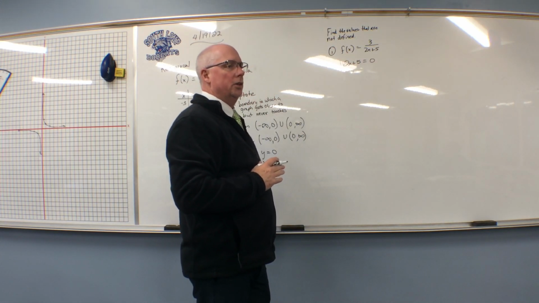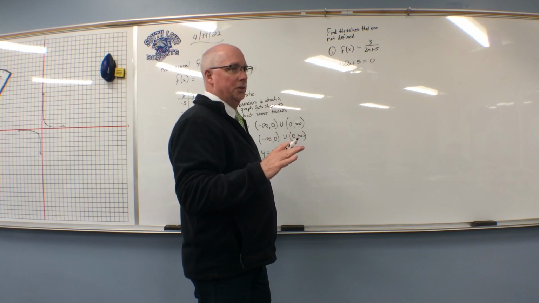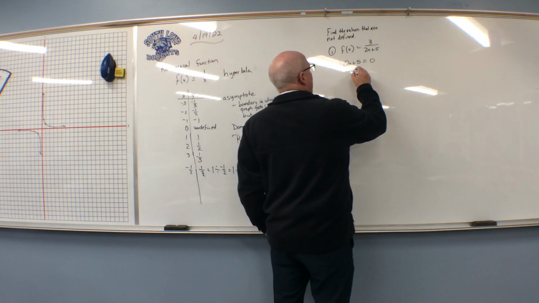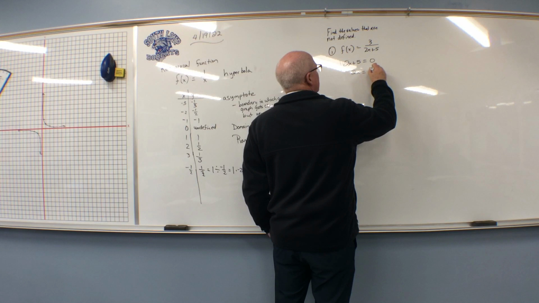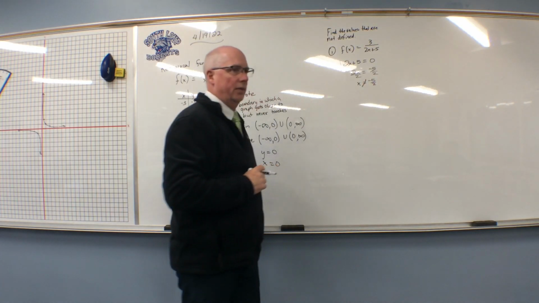So this is kind of weird, Joey. We want to find all the values that don't equal 0 by setting it equal to 0. So we move the 5 over, right? And then we divide by 2. So x equals 5 halves. So therefore, x cannot equal negative 5 halves.